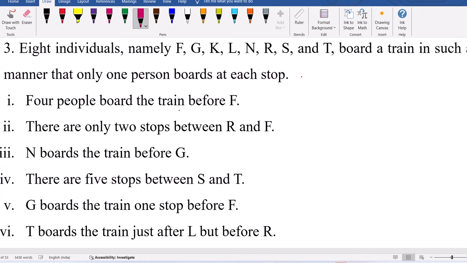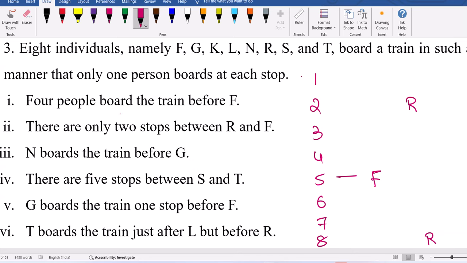4 people board the train before F. Means F is the 5th person, right? Read the entire thing, go for the direct information. F will be the 5th person. There are only 2 stops between R and F. So R is possibly here also. I'm not fixing yet. R can be the last person or R can be the second person, because there is the information that there are only 2 stops between R and F. R can be the second person boarding or R can be the last person boarding.